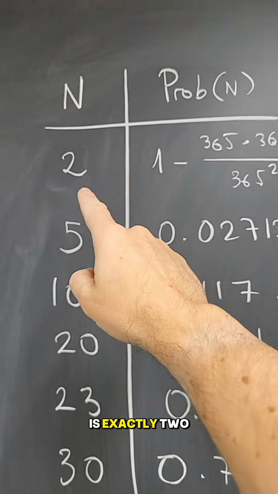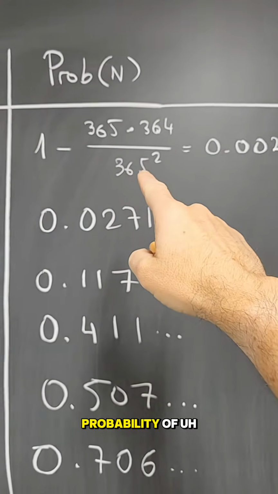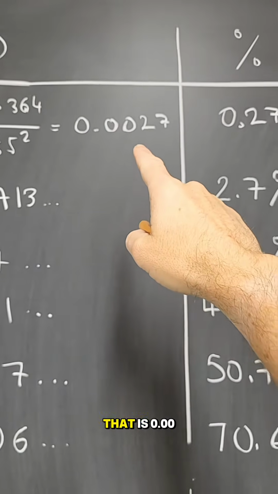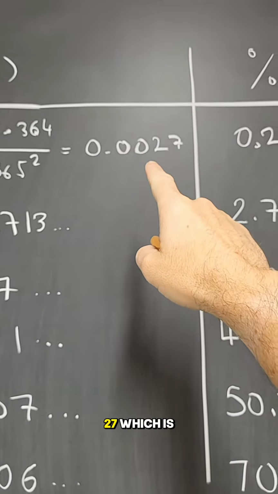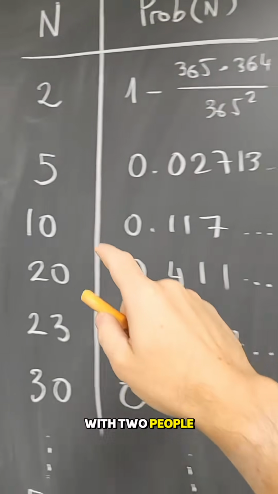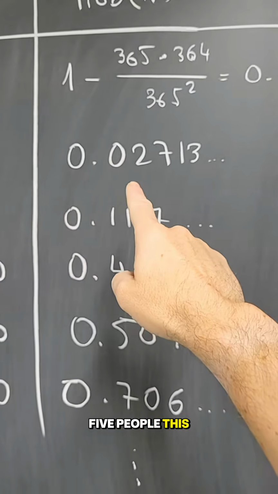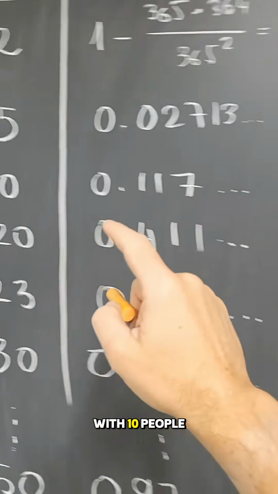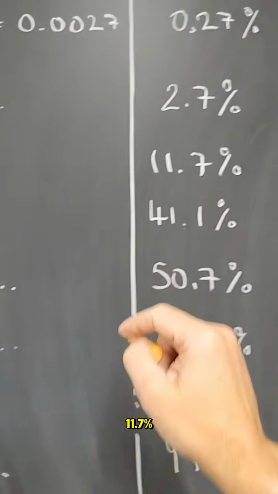So if there are exactly two people, this is the probability of having one match, and that is 0.0027, which is 0.27%. So very unlikely with two people. If there are five people, this is the probability. So it's 2.7%. With 10 people, it goes to 11.7%.